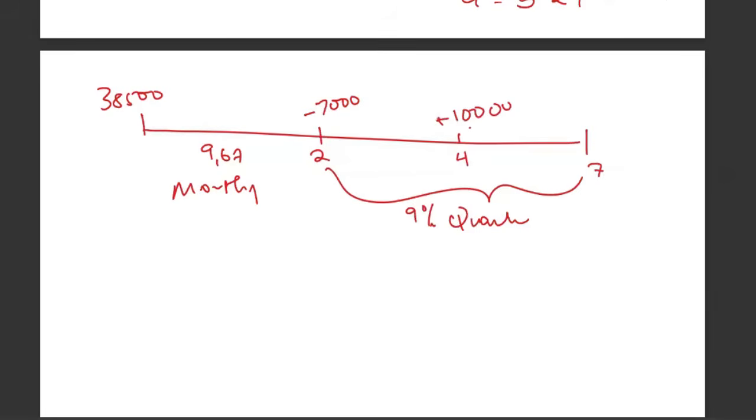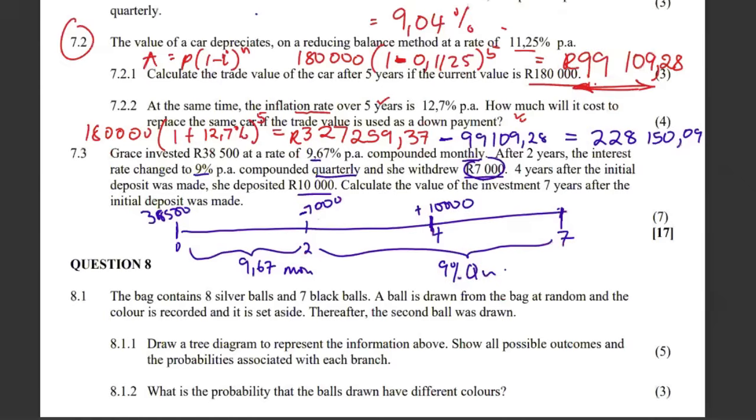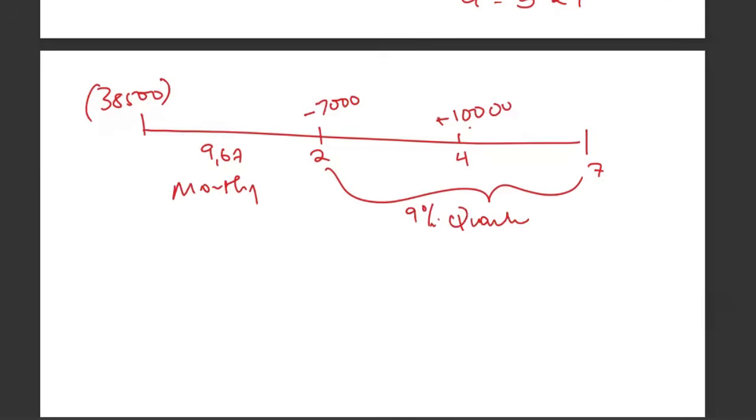Okay. So like I said, there are steps. Number one, we can look at what the 38,500 would become after the 7 years, what the 7,000 would become, what the 10,000, and then we just do the additions of everything at once. So if I do that, I'll have the 38,500 growing for the first 2 years. So 1 plus 9.67 over 12 to the exponent of 12 times 2.